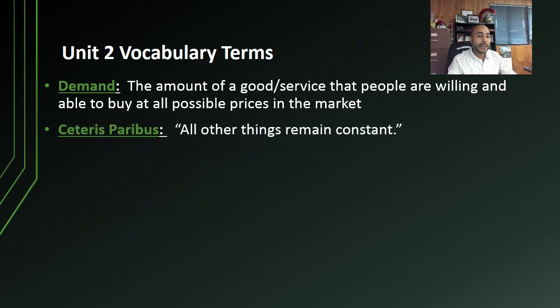Next up, ceteris paribus. That's the thing that sounds like a Harry Potter wizard spell or something. But remember, ceteris paribus simply means all other things remain constant. Whenever we draw supply and demand curves, there are lots of different factors that could affect supply or demand of a product. But there's no way we could possibly account for all of those factors when we're trying to figure out one of these supply and demand curves. So we just say ceteris paribus, which means if this one thing changes and everything else stays the same, then this is what we think will happen.